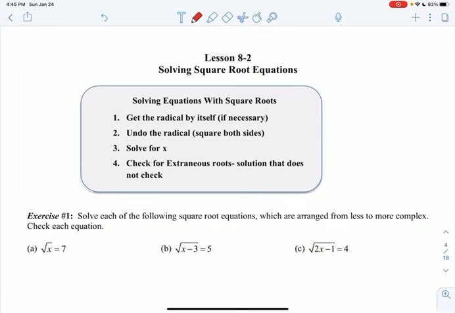Anytime you have an equation with a square root, the first step is you have to get the radical by itself. So if there's anything else there with it, you need to move it to the other side. And then you're going to undo the radical. The way we undo the radical is we square both sides, and then you solve for x. As the last step, check for extraneous roots. Those are solutions that actually don't work, and we're going to see that on the second page.